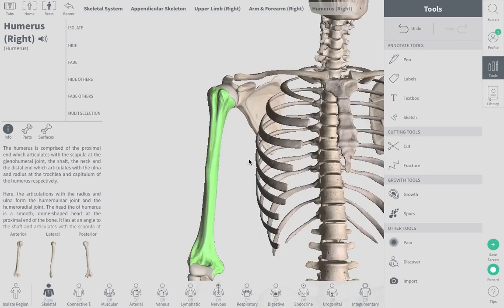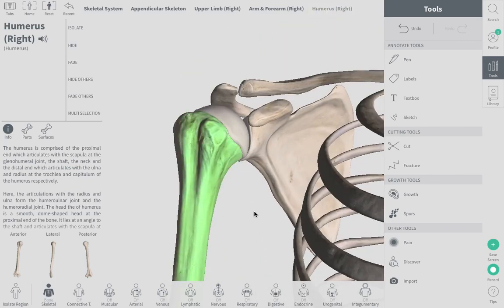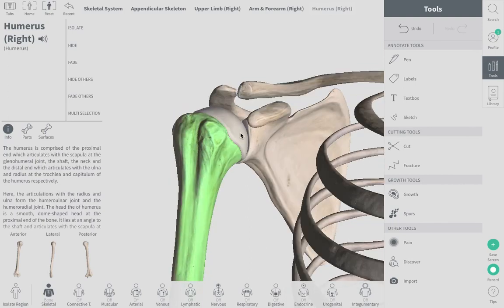And then the last thing I'll show you is just, again, kind of the proximal end of the humerus, so I can show you how the head articulates in the glenoid cavity of the scapula.